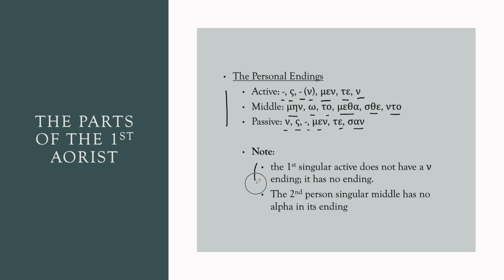But there's a few notes that we need to do. The first singular active does not have a nu. So remember, back to the imperfect. The imperfect is elu-on. Okay, had a nu on the end.